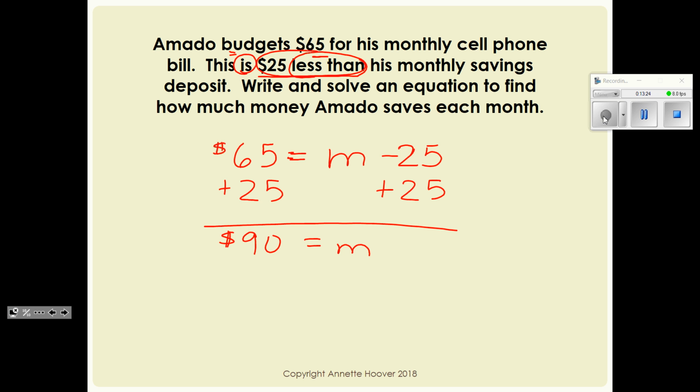So that is writing an equation and solving it. Good luck!